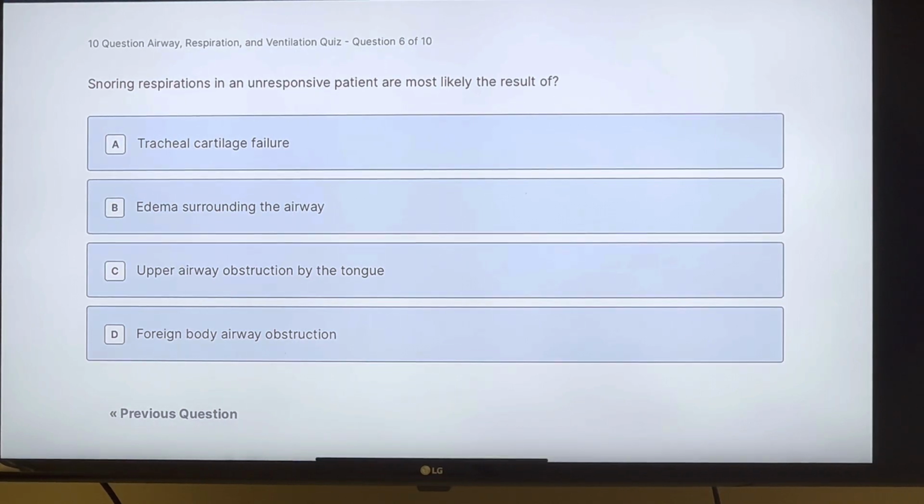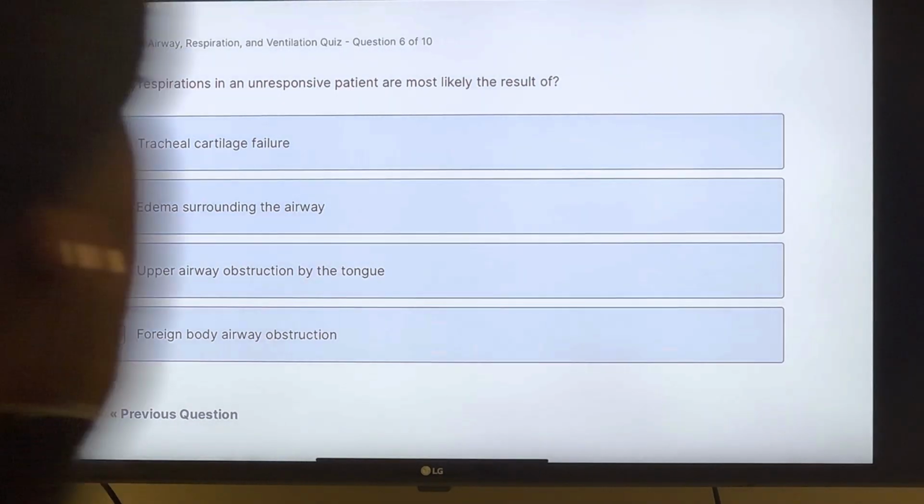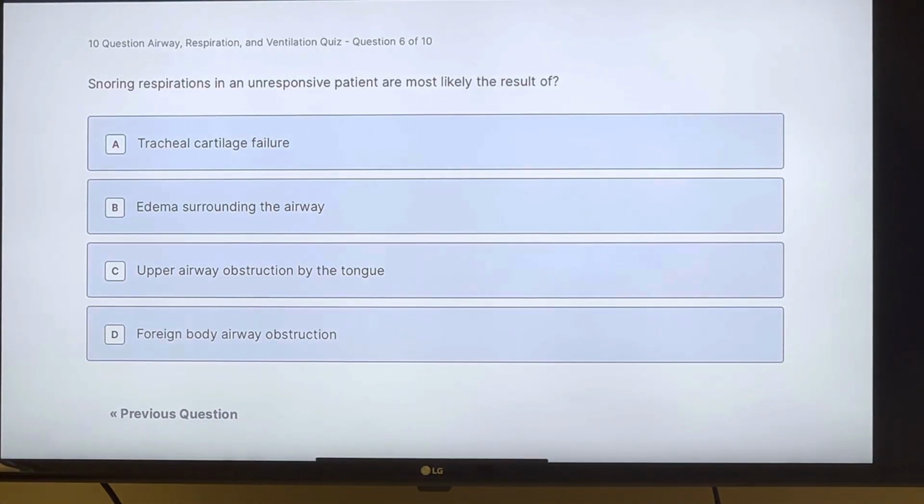It's either B or D. You say B or D? That's what I'm thinking, because it's snoring respiration. Yeah, pick one. Edema, or just foreign body airway obstruction. Foreign body airway obstruction is more like a choking victim, somebody choking. Okay. Upper airway, the tongue stretching. So I'm going to the tongue. You might snore from the tongue though, right?